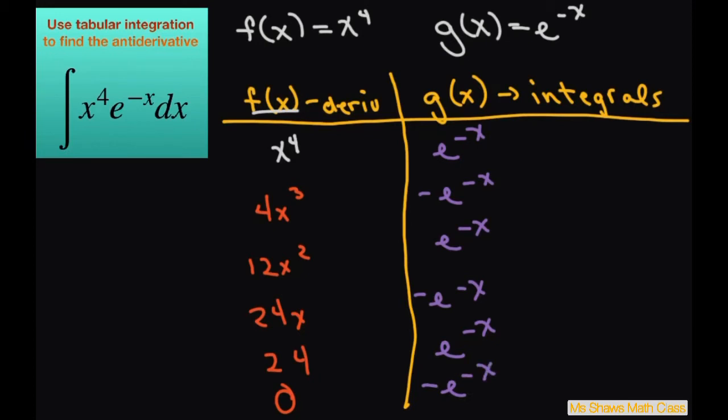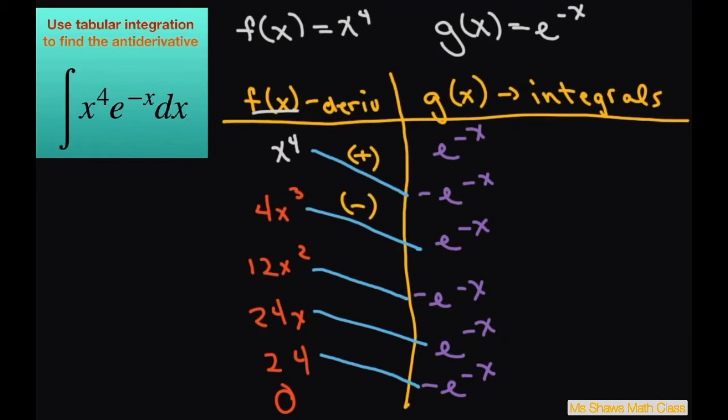Now the next step is we're going to multiply like this. Multiply those two, those two, those two, those two, and finally those two. We don't need the 0. And you start with plus, minus, plus, minus, plus, and then this one we don't need. So all we're going to do is multiply.